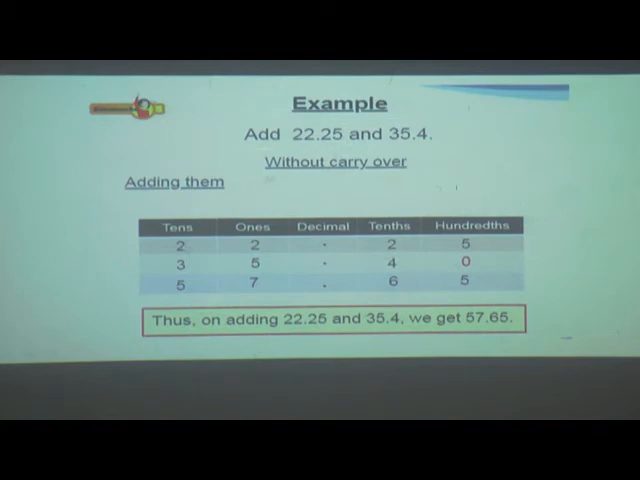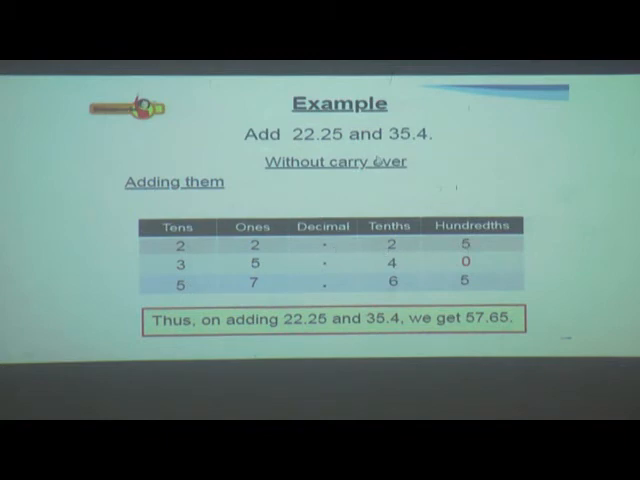Here 22.25, you know this your ones and tens, so we have written up to the tens, ones. Here is the decimal point, this is 10th and this is 100th place value. So 22 I had written as 22, then under the decimal I have to put the decimal, then 2 is 10th and 5 is 100th. 2 is the 10th and 5 is in 100th place.